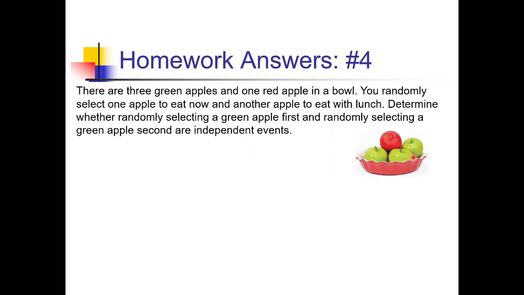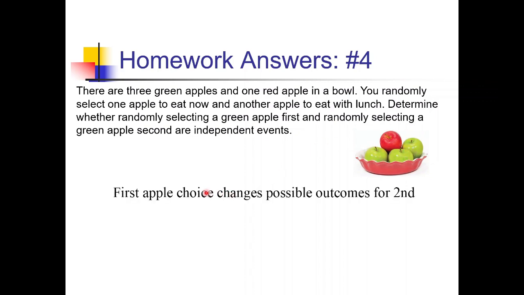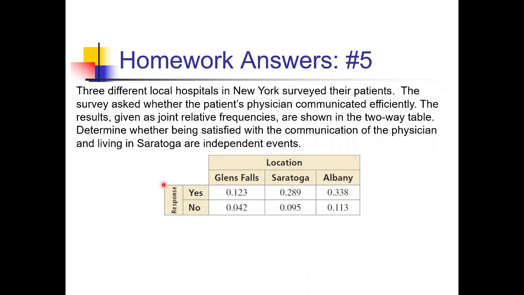On this one, we have 3 green apples and 1 red apple in a bowl, and a beautiful picture of that. We randomly select an apple and eat it, and then another apple that we're going to eat with lunch. Are randomly picking a green apple first and randomly selecting a green apple second independent events? Well, you can't have your apple and eat it too. If you pick a green apple the first time around, then that's 1 less green apple you have to choose from for lunch. So yes, the first apple choice changes your possible outcomes for the second. So these are dependent.